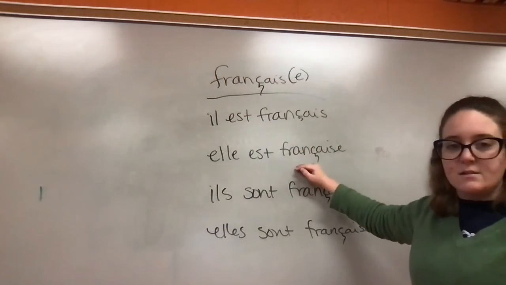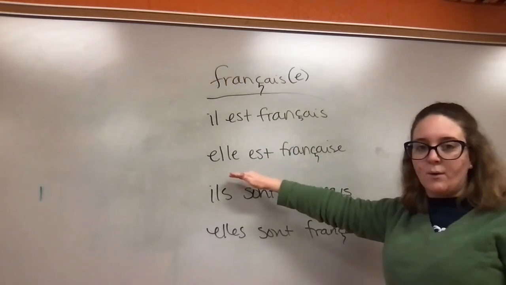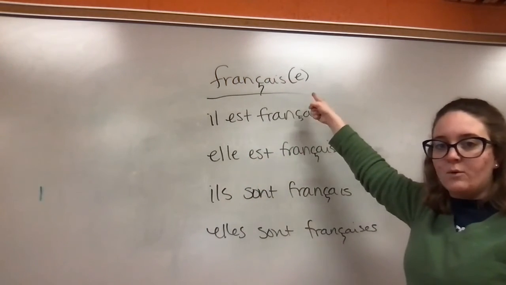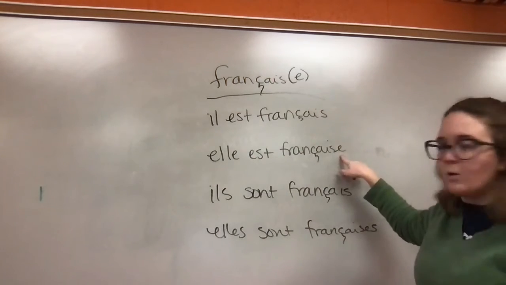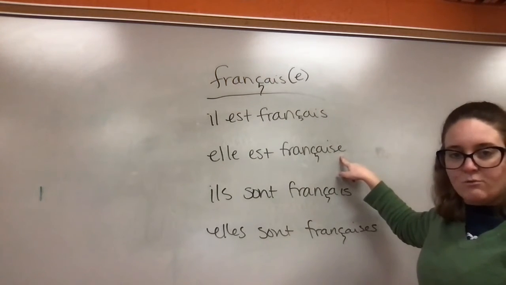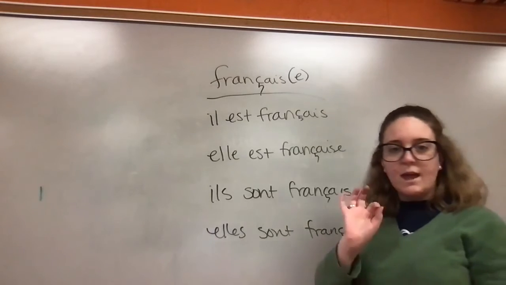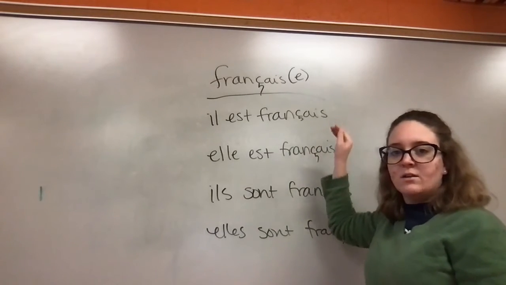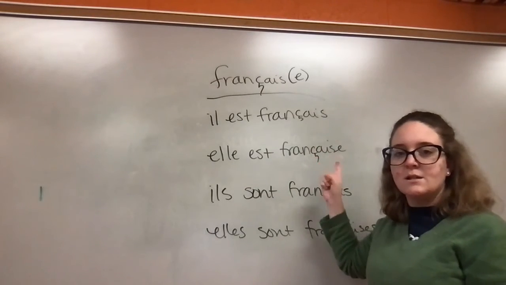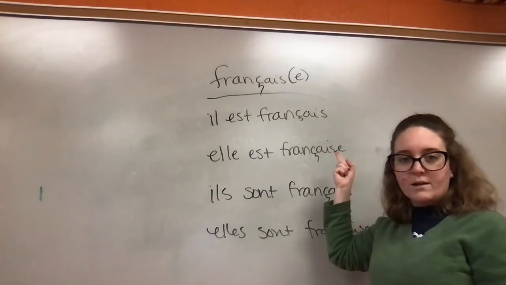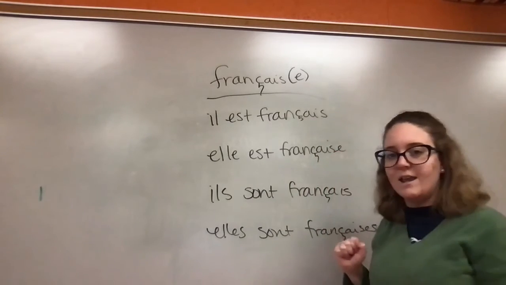Elle est française. So now we're talking about a girl, so we have to make it feminine. And according to this, how do we make it feminine? We add an E. So we add the E right at the end. And you might be able to hear a little bit of a pronunciation difference again. Il est français, elle est française. So we are pronouncing that S sound, again, like a Z, but we are pronouncing the S sound because it is followed by that E.